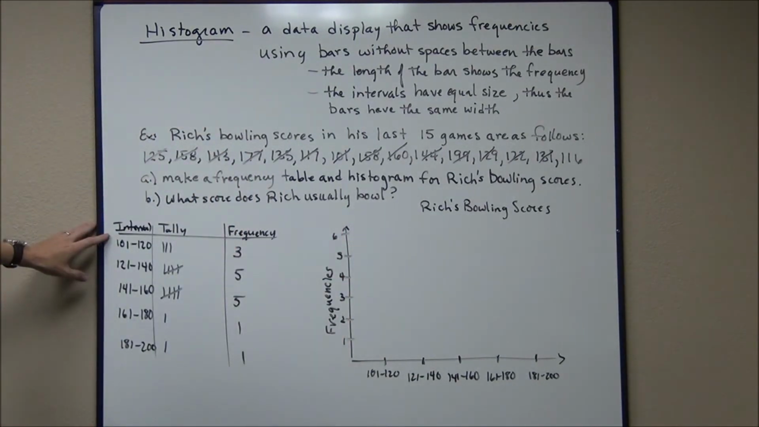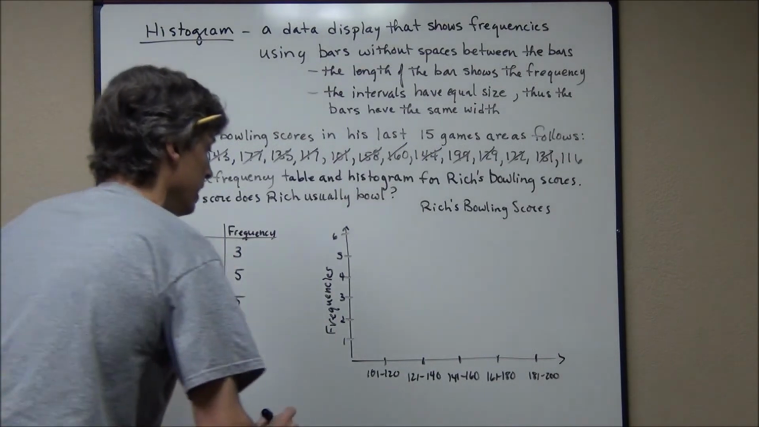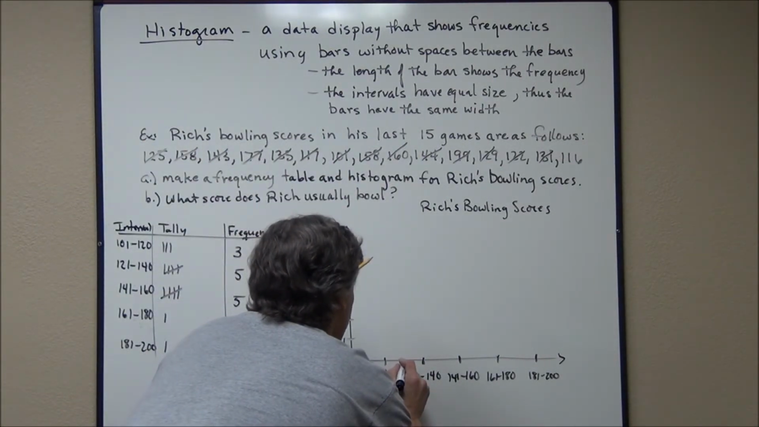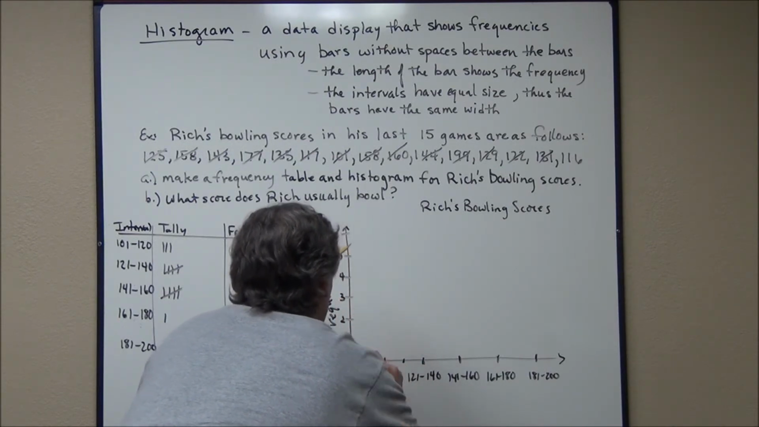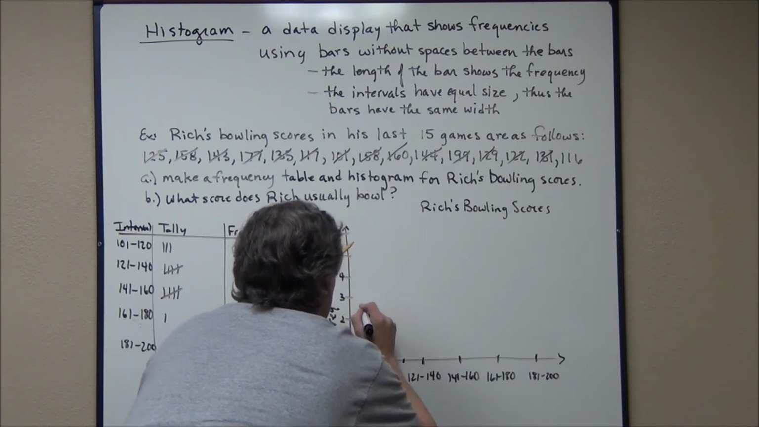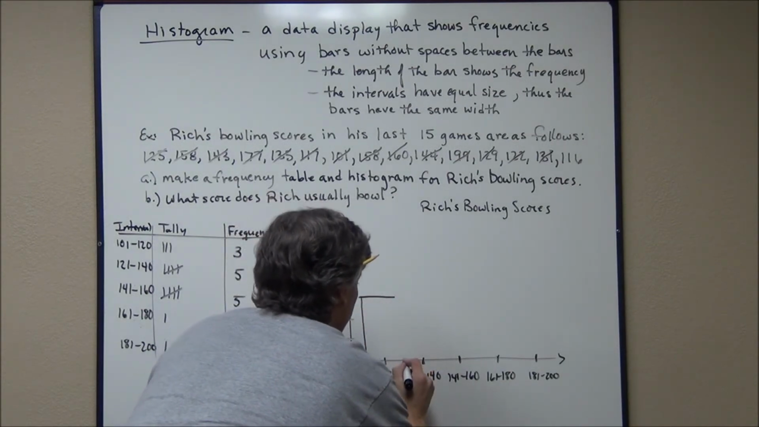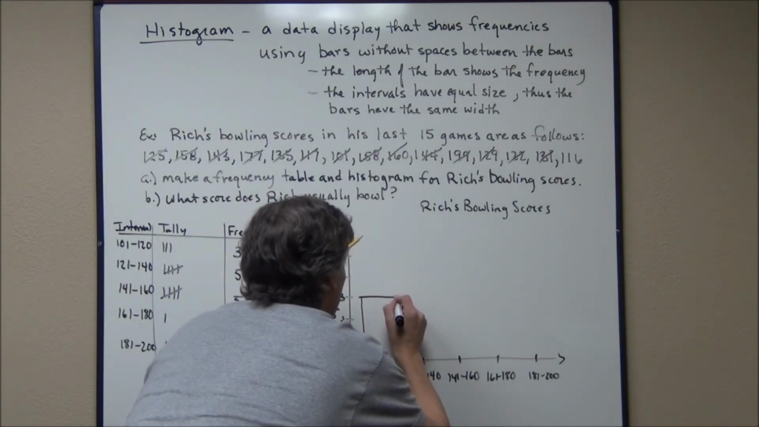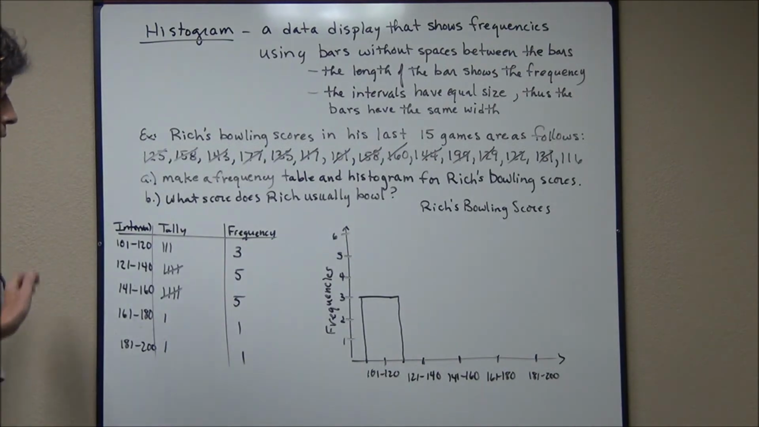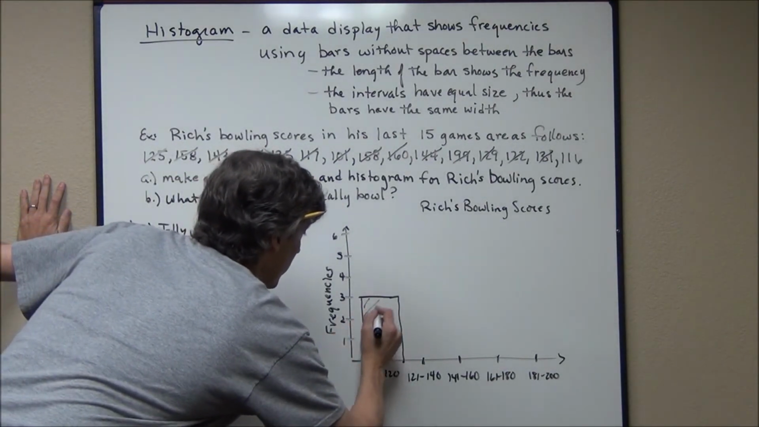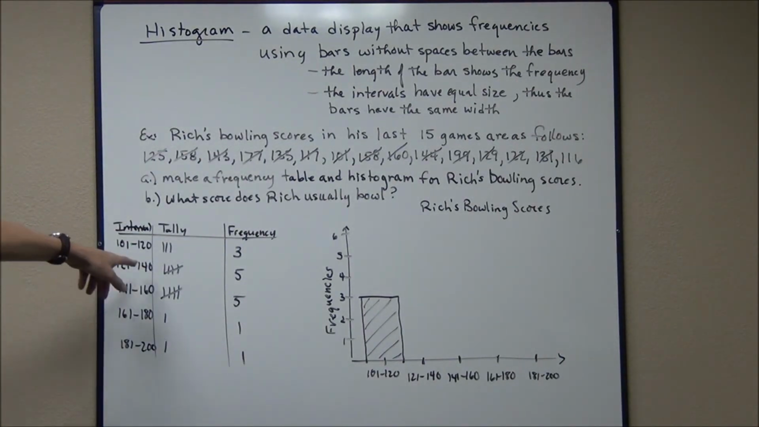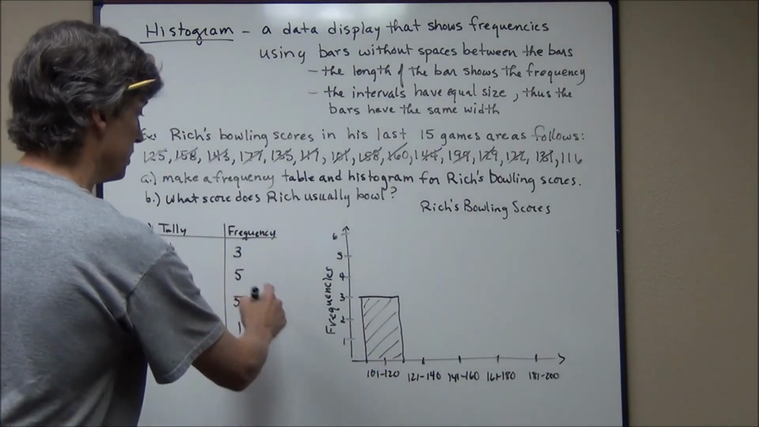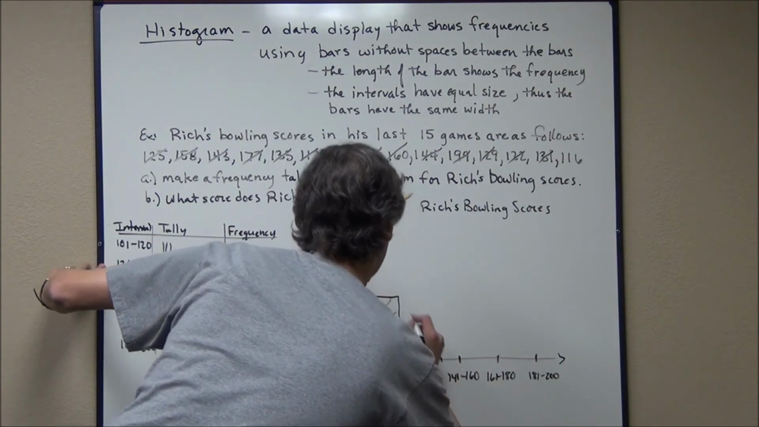So now I'm going to make a bar that's going to represent this interval with a frequency of 3. I'm going to go about halfway in between these marks, the same distance here, up to 3. Now this is where it helps to have a steady hand or a ruler, and my wife is at home, so I don't have my ruler with me, and I'm going to go ahead and mark this in. Now for the next one, the 121 to 140, that's a frequency of 5. So about here up to 5.